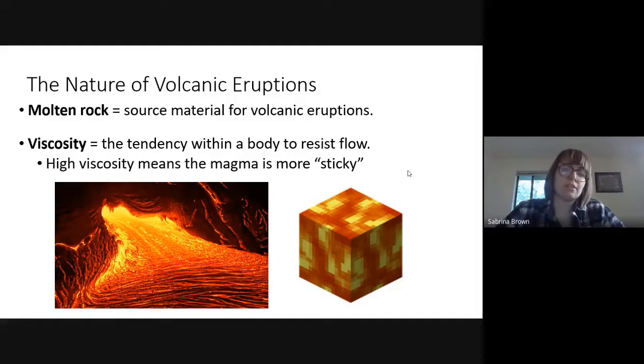And the viscosity is the tendency within a body to resist flow. That's the fancy definition. And that means that when we have high viscosity, the liquid, the magma, the lava is stickier. And so a good example is if we compare water and syrup. Water has a low viscosity, it flows really easily. Syrup has a higher tendency to resist flow, it's stickier, and so it has a higher viscosity.